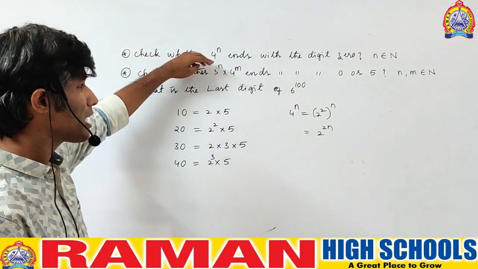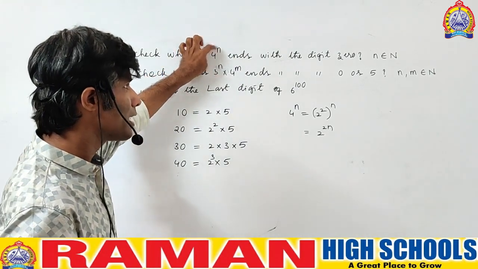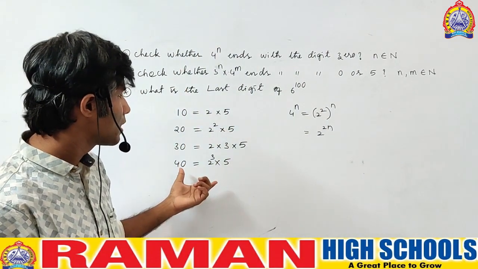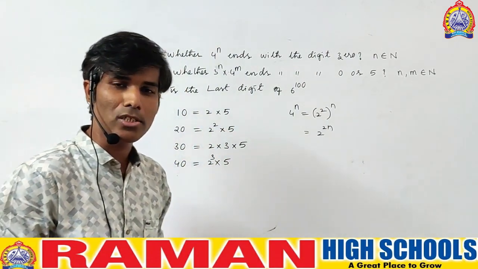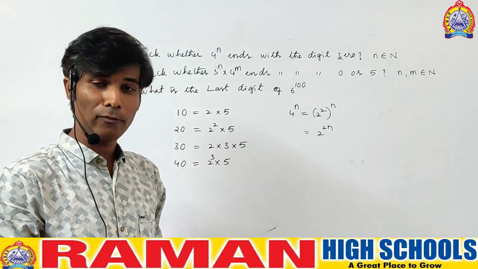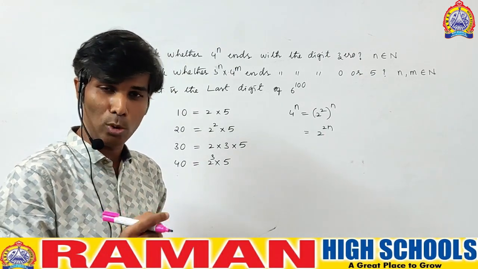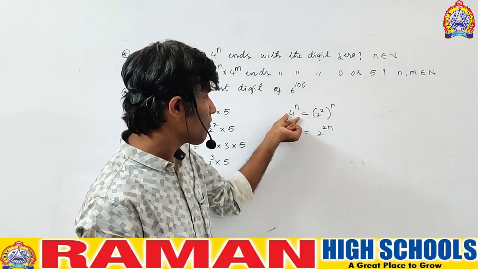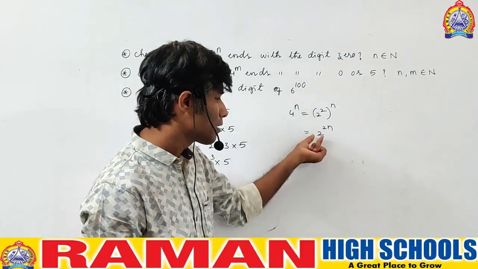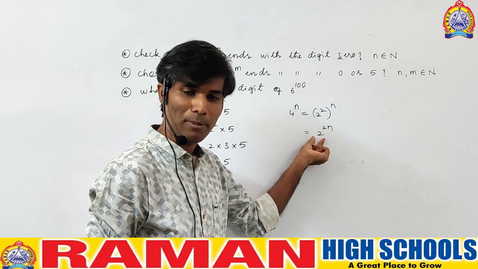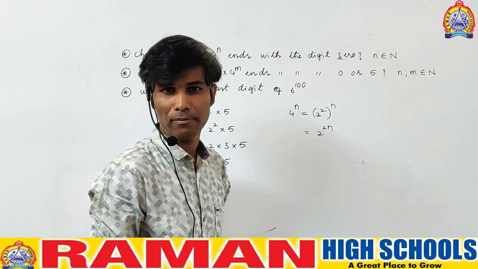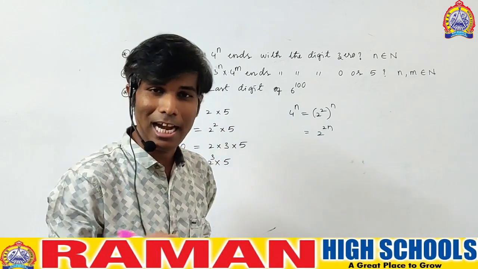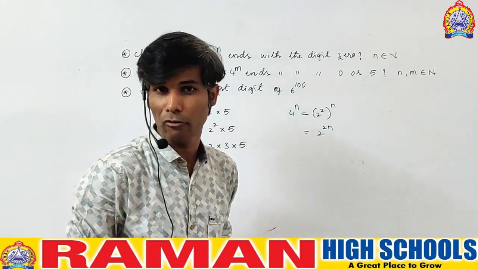And we are going to check whether 4 power n is ending with the digit 0 or not. According to this fact, a number ends with the digit 0 if and only if its prime factorization includes 2 and 5. But here, in the prime factorization of 4 power n, there is only 2 as a prime factor, there is no 5. Therefore, 4 power n does not end with the digit 0. That is what you have to write.